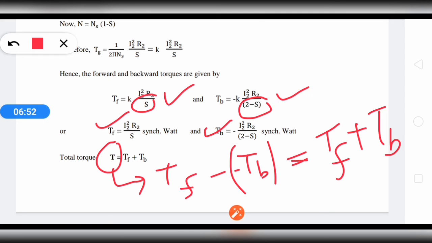So this is all about how the pulsating flux induced in the single phase induction motor can be made into two rotating fluxes using the double revolving field theory, and therefore the torque developed can move the rotor of the single phase induction motor. This is all about this lecture. We will continue single phase induction motor in the next lecture also.